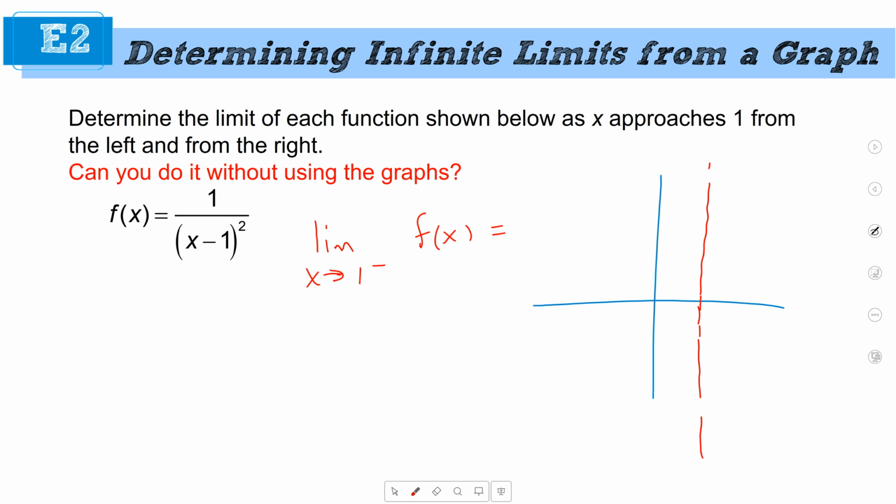Doesn't matter what happens in there, right? It's going to be positive. So this side's going to go like this. What about on the right-hand side? You pretty much answered the question. Same thing. Yeah. Also positive.